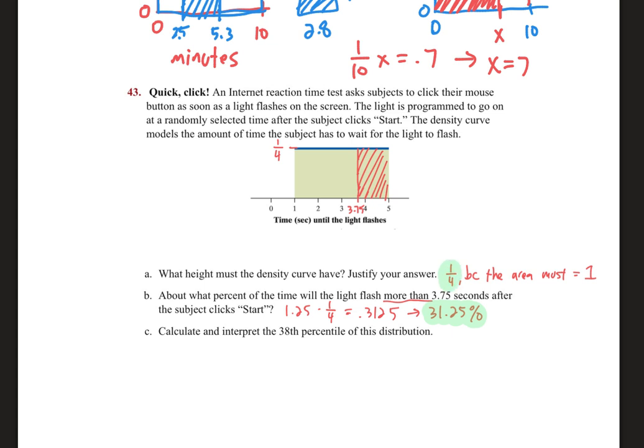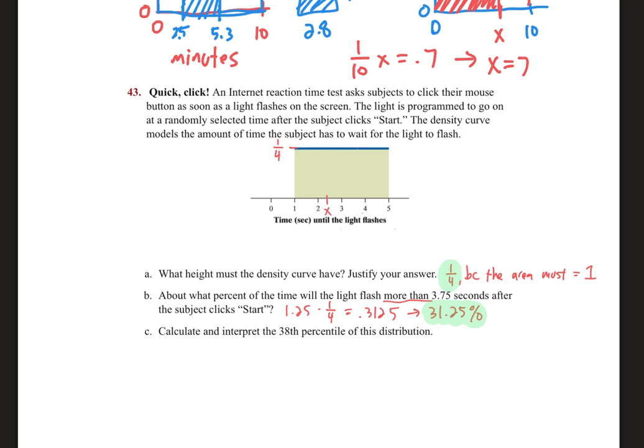Last one, they say calculate and interpret the 38th percentile of this distribution. Let's erase that. If they want the 38th percentile, there's some point where 38% of the area is below it. 38% is about a third, so maybe a third would be around here somewhere. That would be about a third of the area. I'm just going to put down here that we don't know the value yet.